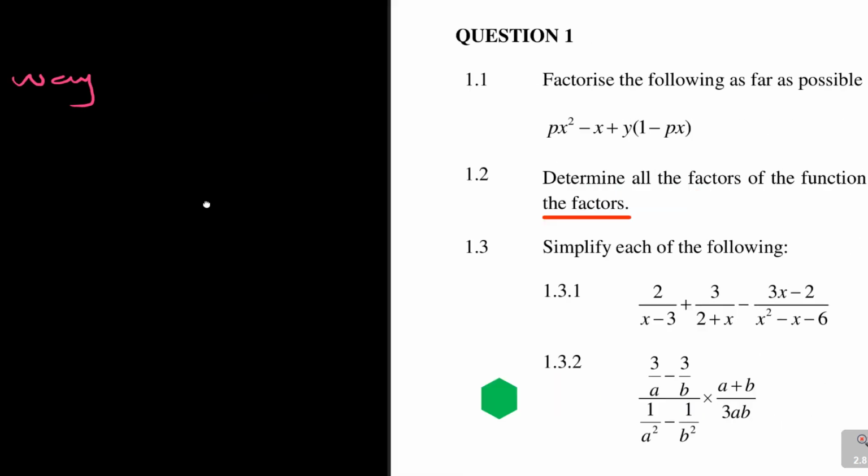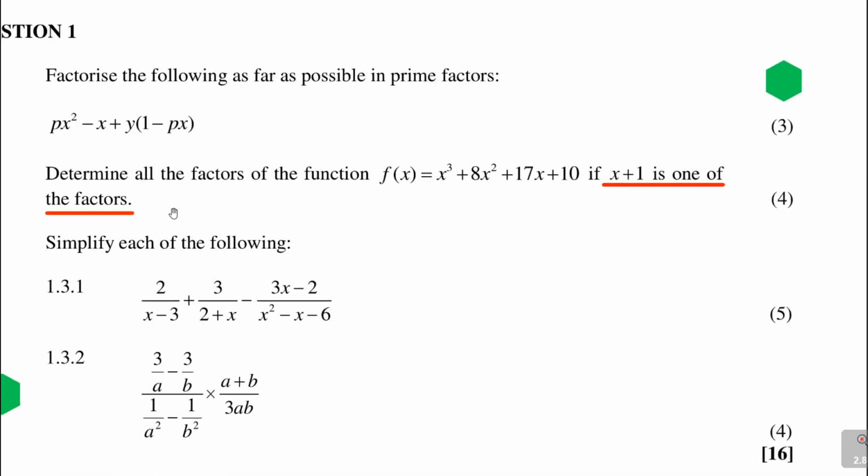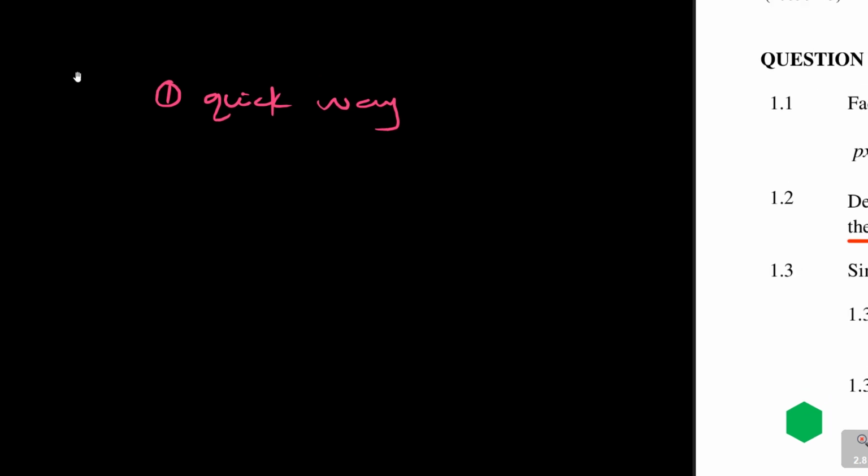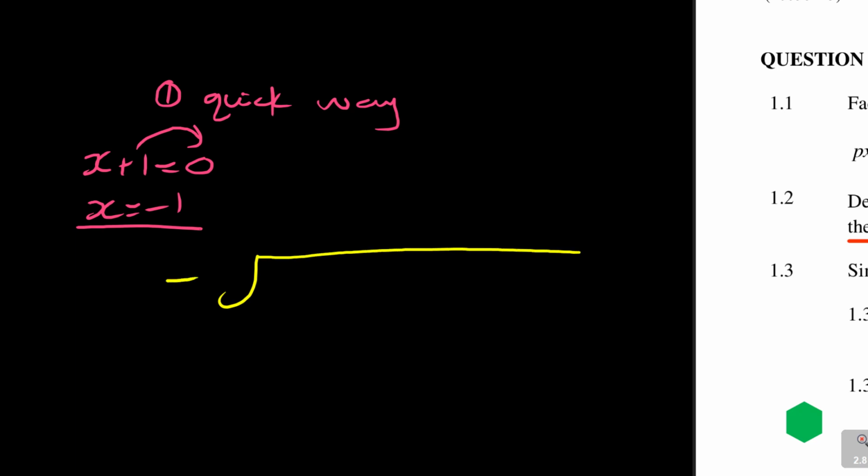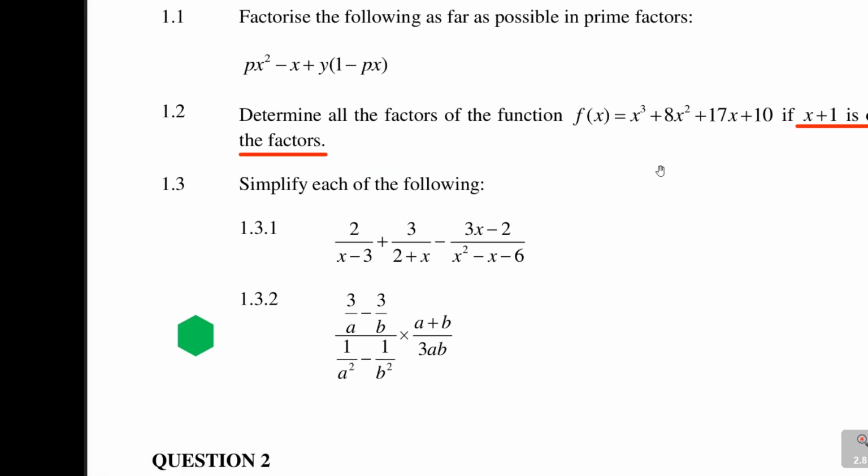So what they've done, they've told you x plus 1 is a factor. So what do you do? You equate x plus 1 to 0. Then take 1 to the other side. What do you have? You have x is equal to minus 1. Are you with me? Then from here, you put minus 1 here. Minus 1.